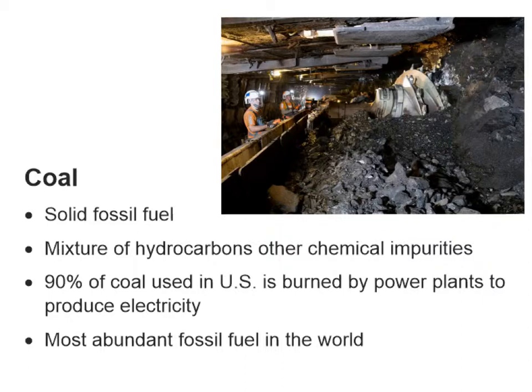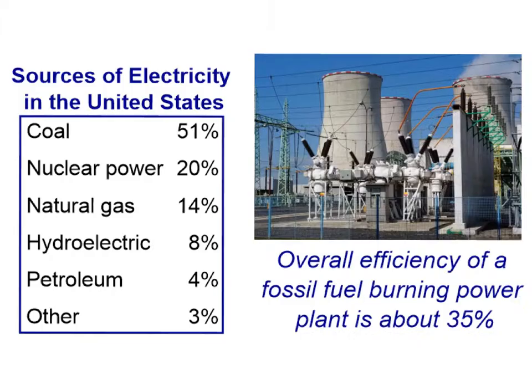At this point, right now, about two-thirds of the energy that we use comes from petroleum and natural gas, and only about a quarter comes from coal in the United States. Coal is a mixture of hydrocarbons and other chemical impurities. It happens to be the most abundant fossil fuel in the world. It's expected that if we, as a world population, continue our current rate of consumption of coal, it would last between 200 and 250 years.